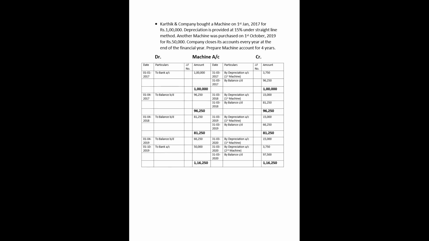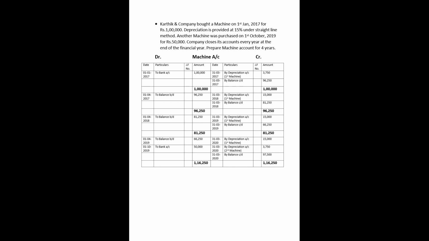Now let us discuss the next problem. Karthik and Company bought a machine on 1st Jan 2017 for rupees 1 lakh. Depreciation is provided at 15% under straight line method. Another machine was purchased on 1st October 2019 for rupees 50,000. The company closes its accounts every year at the end of the financial year. Prepare the machine account for 4 years.